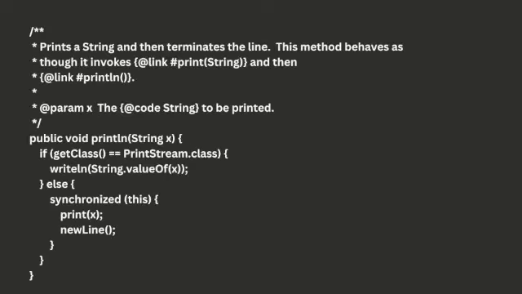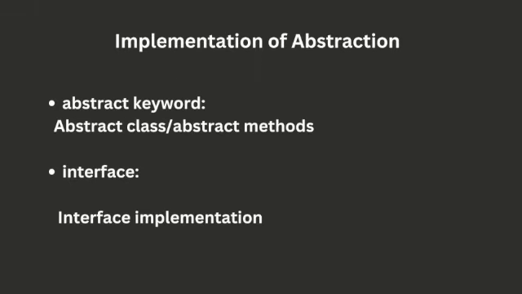Another example is System.out.println. We just write this sysout line, and what exactly the internal details are, we don't know. That is the code behind the println method. All of those things are hidden, and we can just use the println method and it provides all the functionality. So how can we implement abstraction? There are two ways. One is the abstract keyword, which we can use for abstract classes and abstract methods, and the second is by interface implementation.